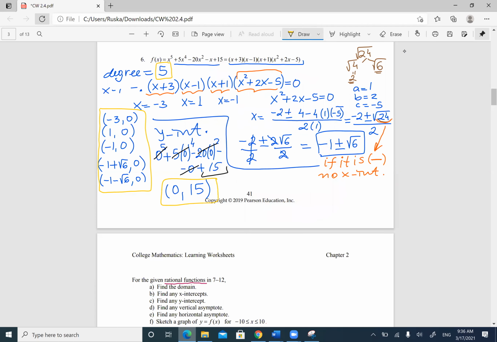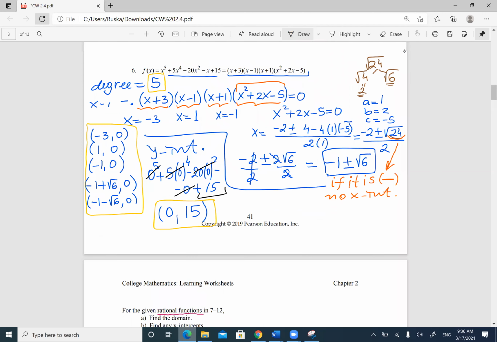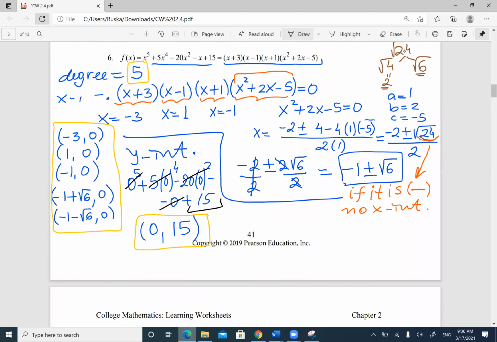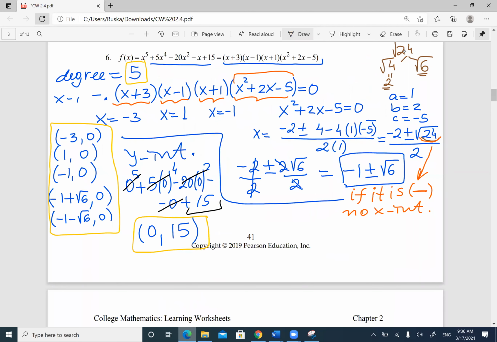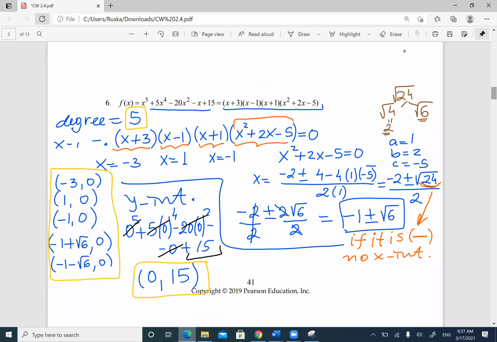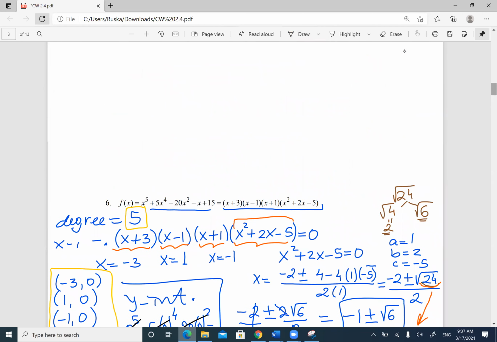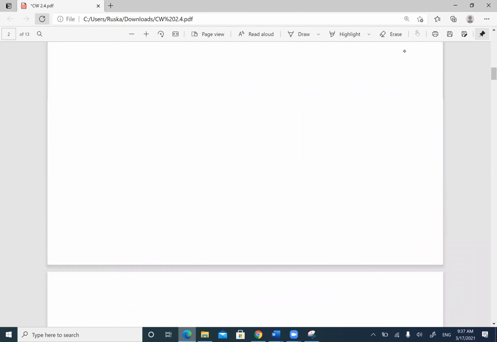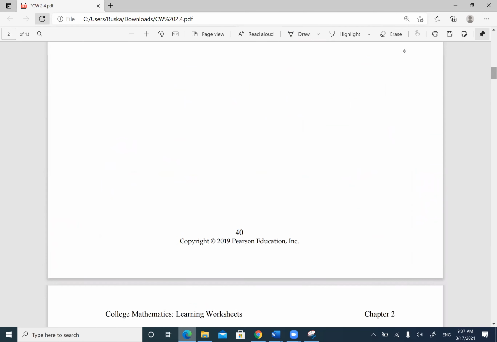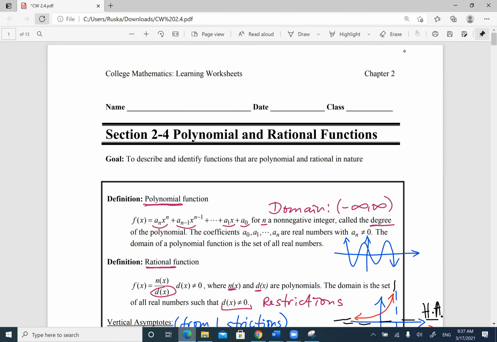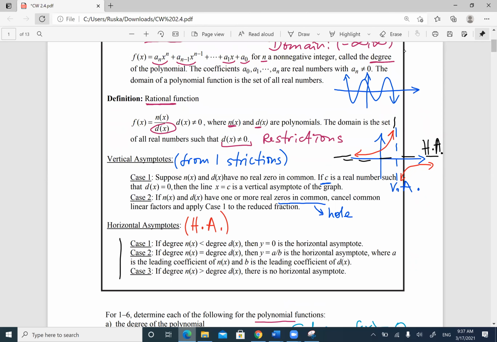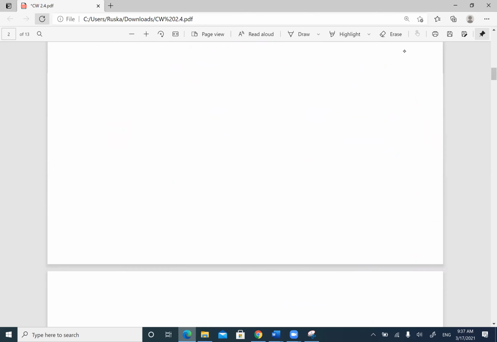Any questions so far? Okay, so that's how you find the X-intercept, the Y-intercept, and the degree for the polynomial function. So that concludes pretty much the idea about polynomial functions. Now the next step is going over the rational function. I'll go back to number 1 to go over the steps we have to do. Or actually, they're going to give us the steps down here.